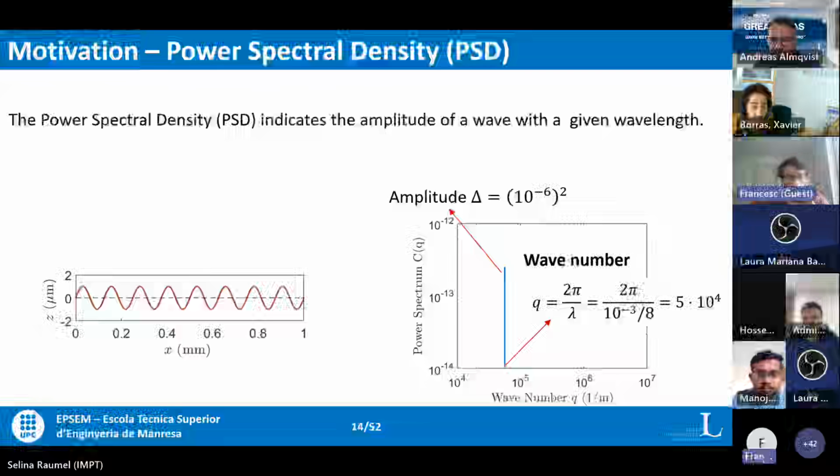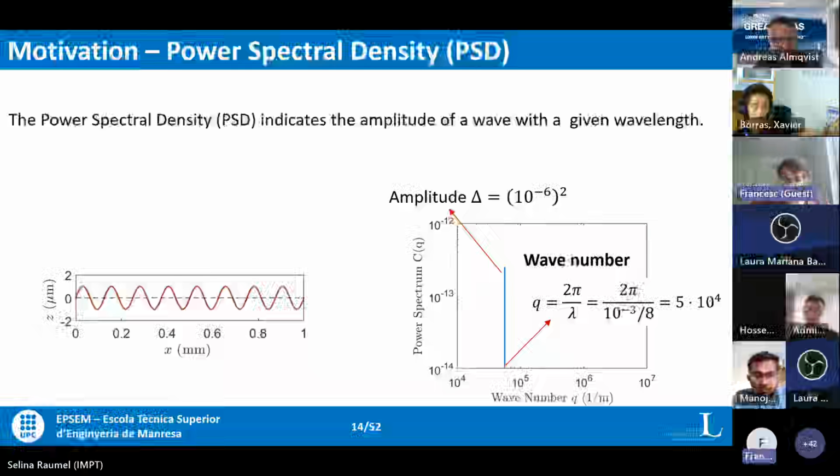So for example, in this case, we have 1 millimeter and we have 8 waves on it. So the wavelength would be 1 millimeter divided by 8. So if we plug in, we have a wave number of 5 to the 4. And that's exactly what the x-axis is marking. On the y-axis, we have the power spectrum, and that's marking the square of the amplitude. So the amplitude here is 10 to the minus 6. So if we square it, we get 10 to the minus 12.